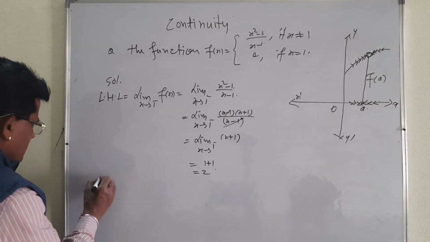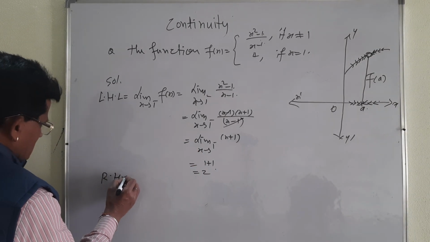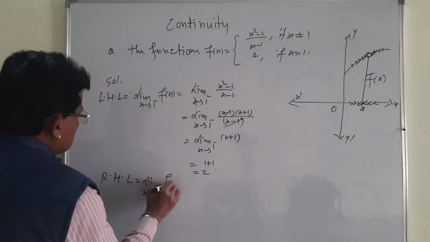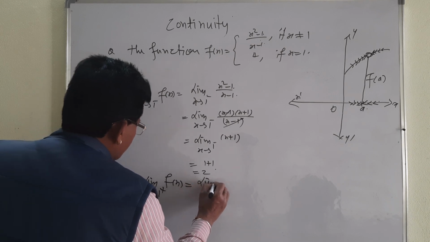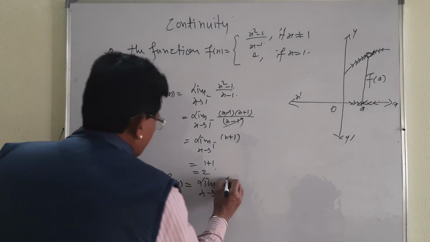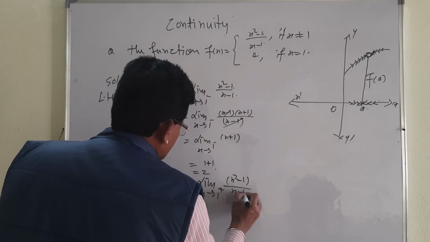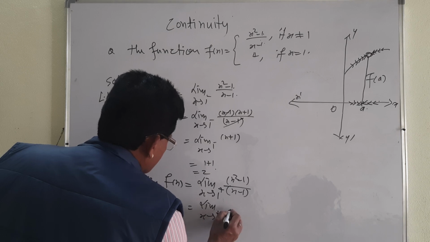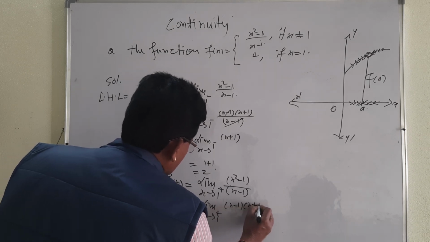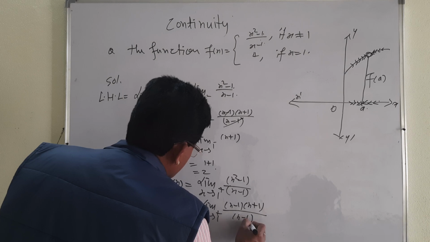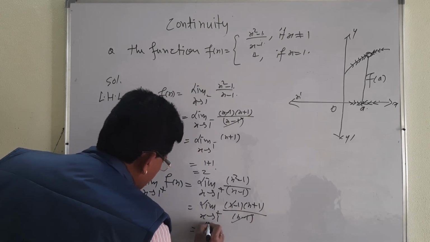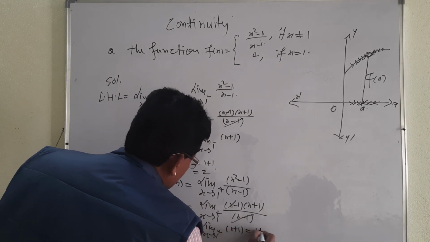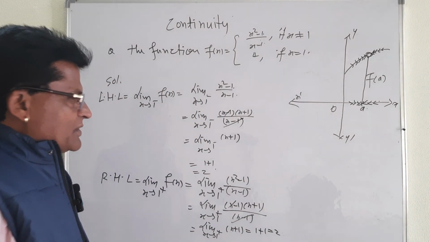Similarly, if you want to take the right hand limit, same kind of thing you will get. Limit x tends to 1, right limit of f, same kind of function will be there: x square minus 1 upon x minus 1. It will be equal to limit x tends to 1, (x minus 1)(x plus 1) divided by (x minus 1). It will be cancelled and limit x tends to 1 of x plus 1, its value will be 1 plus 1, that is 2. Means left hand limit is equal to right hand limit.